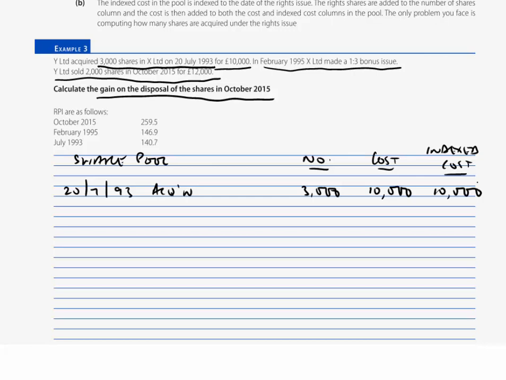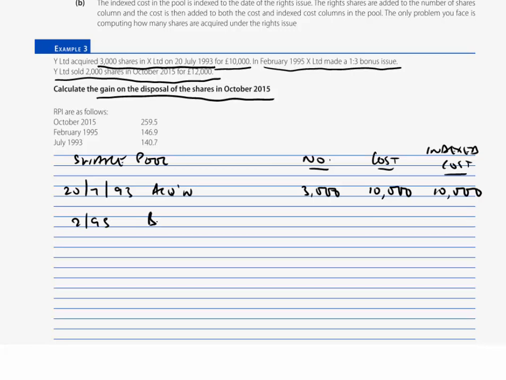The next operative event in terms of a transaction impacting upon the share pool is February 95. Now then, normally, at this particular point, what you would be doing is to re-index. But this is a bonus issue. There are no shares purchased. We simply get more shares. So this is the one and only time where we do not re-index.